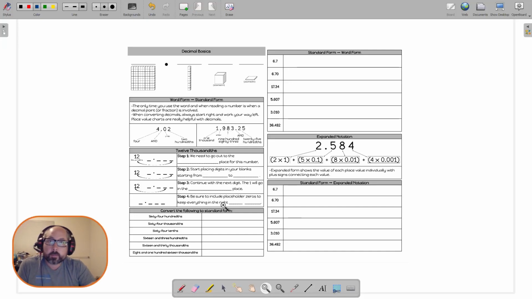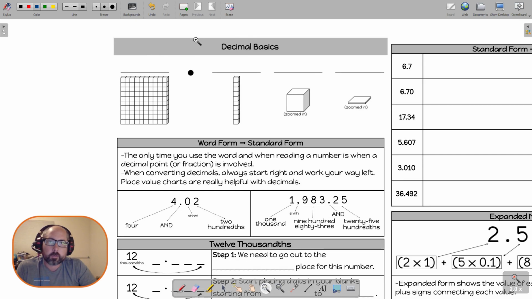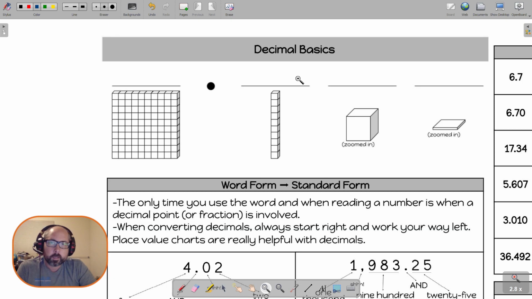Alright guys, let's get started with decimal basics. First thing we're going to talk about is base 10 blocks, and you probably have used these a lot in your school career. And typically, this flat here always stood for 100. This rod is going to stand for 10, and a unit cube is going to stand for 1 whole.